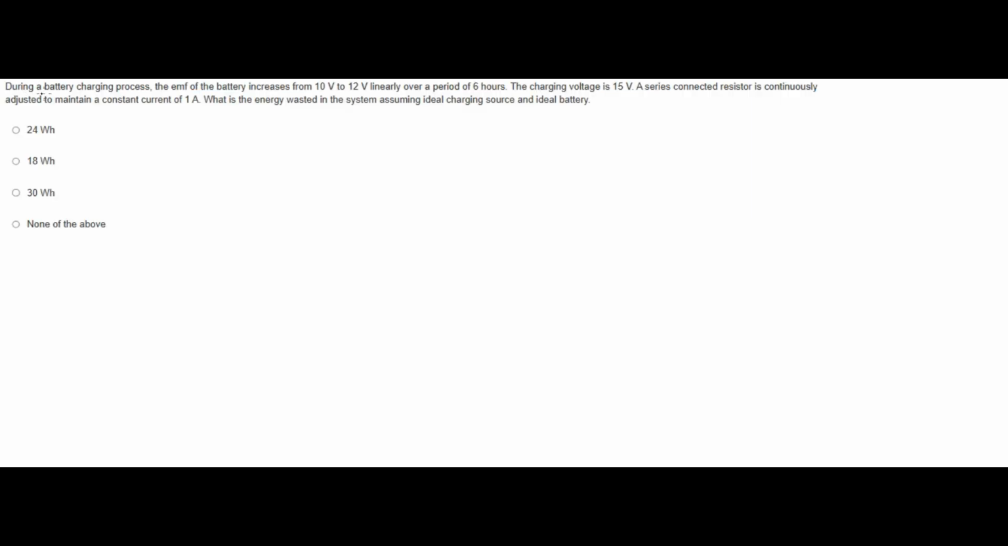This question is about a battery discharge process. Okay, sorry, charging process. The EMF of the battery goes from 10 volt to 12 volt. I hope you all know what battery voltage means in our mobile phone charging. While charging, the voltage value will be increasing. Is that right? During charging.